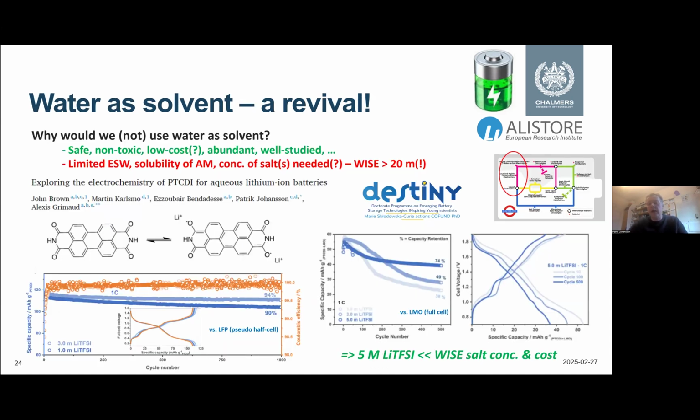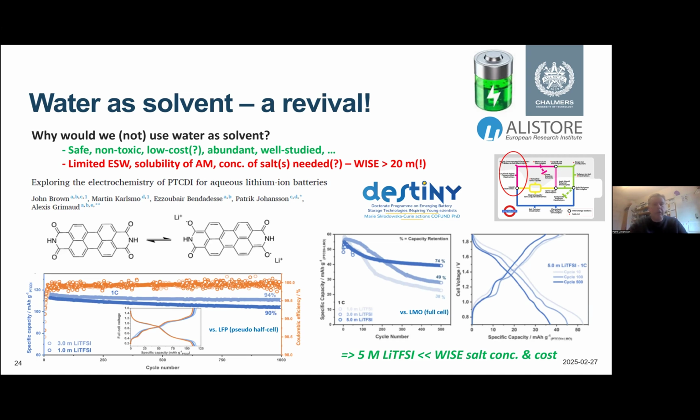Let's take another different angle to this thing with highly concentrated electrolytes. Couldn't we use water as solvent? Well, yes. It's been a true revival for water as a solvent in the electrolyte world. But I mean, why should we not use it? Well, it's safe, it's non-toxic, low cost, ideally, yes.